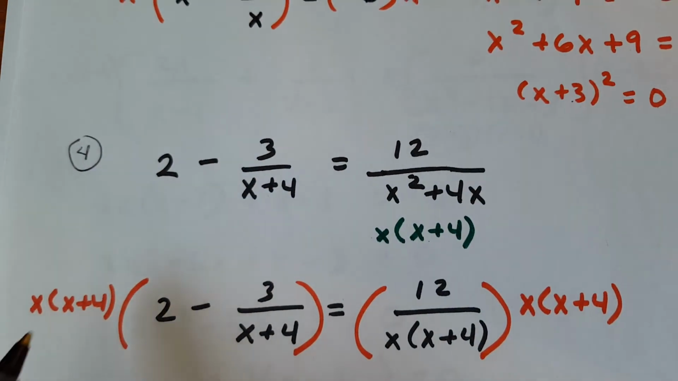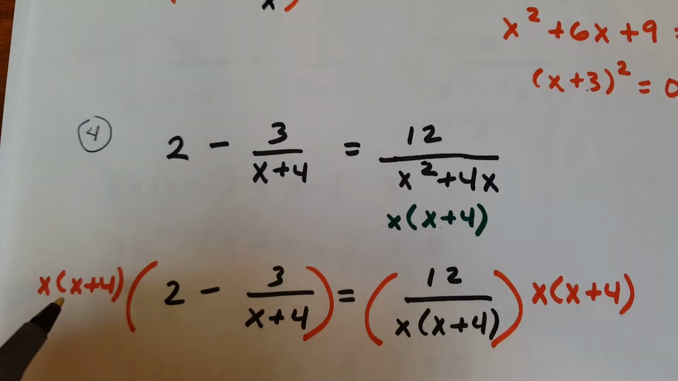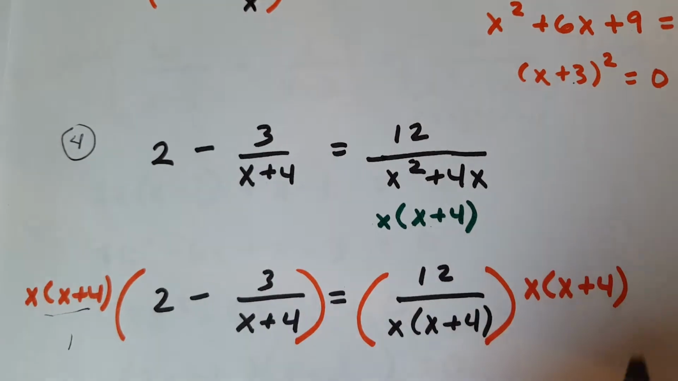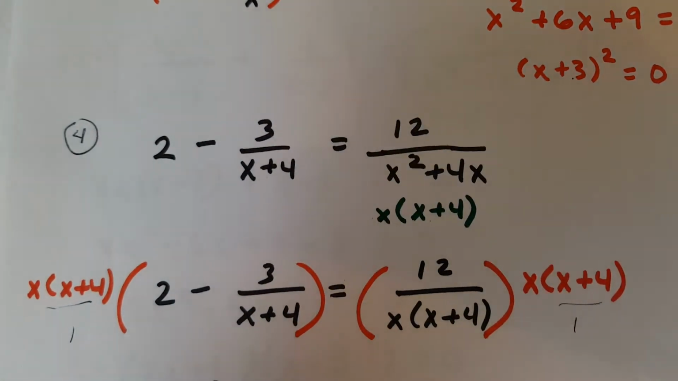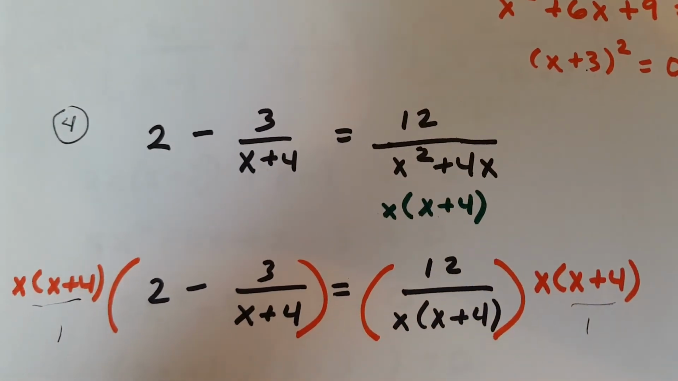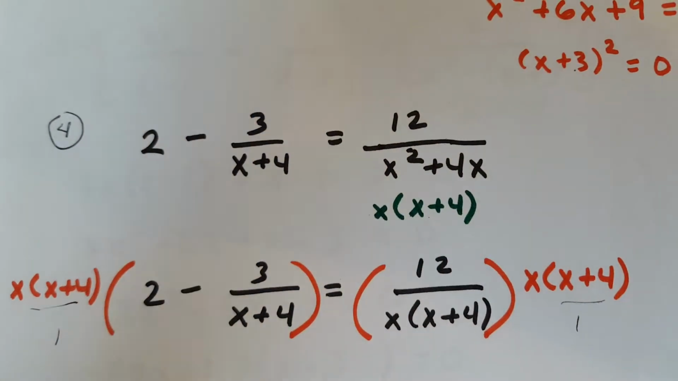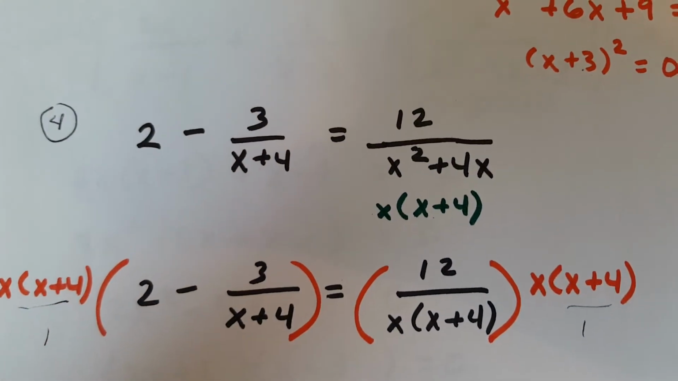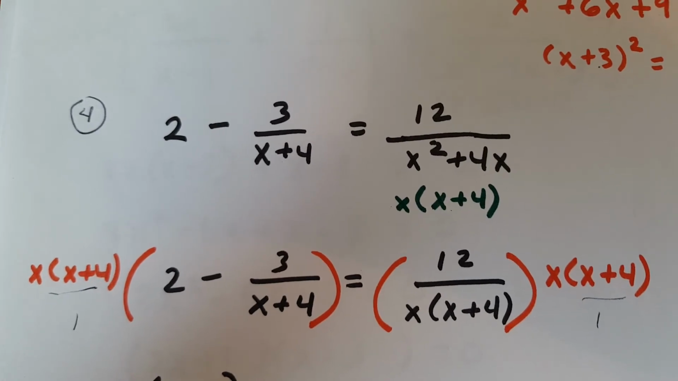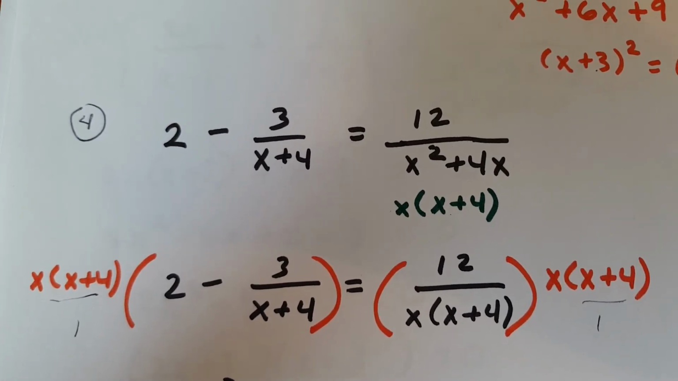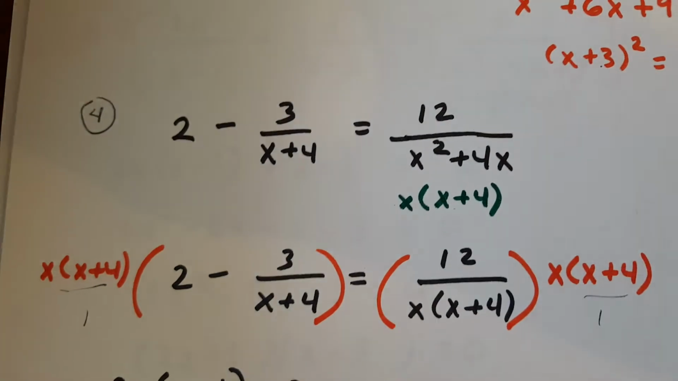And notice once again that this, it's like it's over 1. You are not multiplying it over itself like we did when we were adding and subtracting rational expressions. You're just putting it over 1. Okay, so now let me get my scratch paper out again.